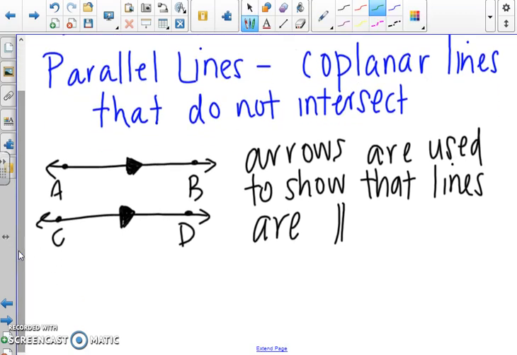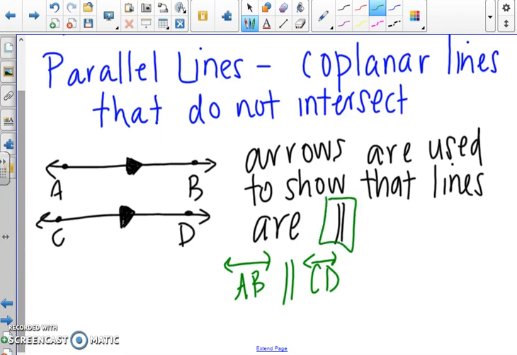And we can write this symbolically by saying that line AB is parallel to line CD. Okay? And we already know the symbol for parallel. There's our symbol for parallel.